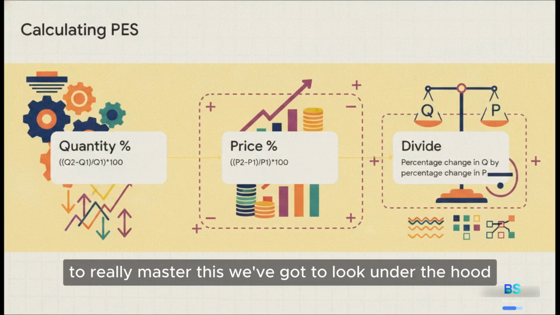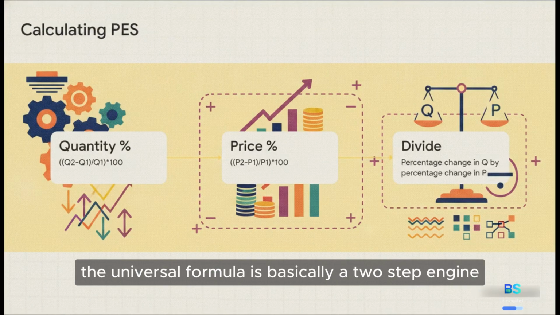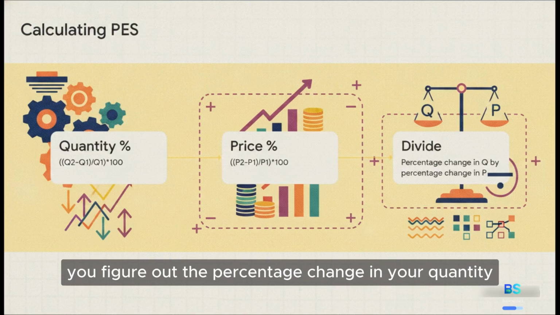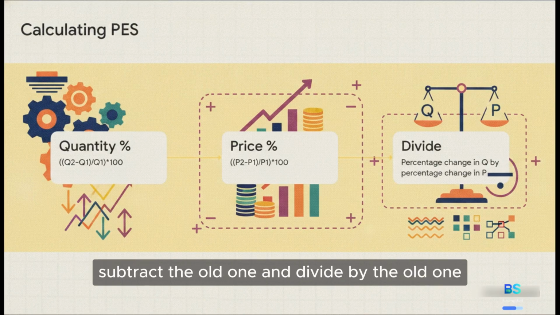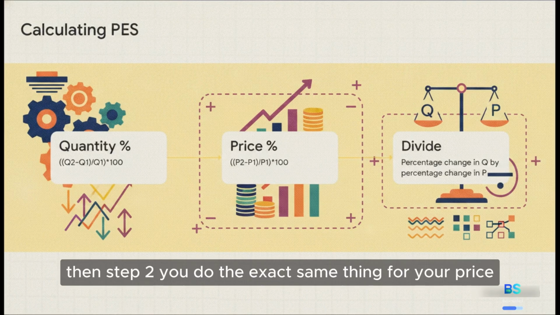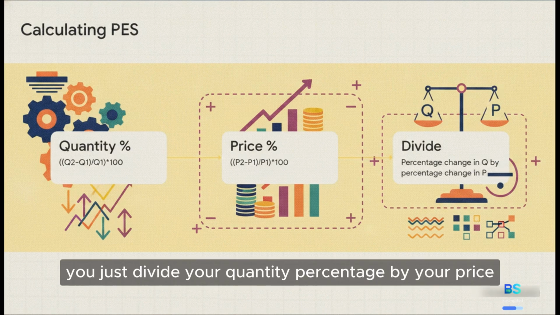Moving on to Section 2, the mathematical engine, calculating PES. To really master this, we've got to look under the hood. The universal formula is basically a two-step engine. First, you figure out the percentage change in your quantity. You just take the new quantity, subtract the old one, and divide by the old one. Simple, right? Then, step 2, you do the exact same thing for your price. Finally, you just divide your quantity percentage by your price percentage.